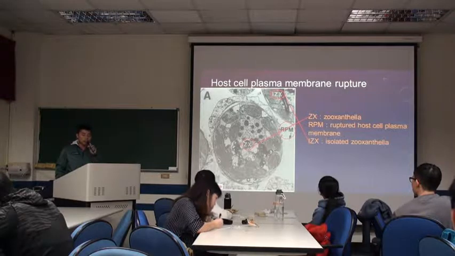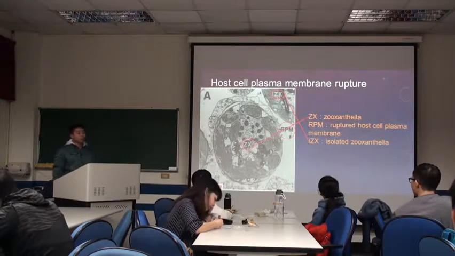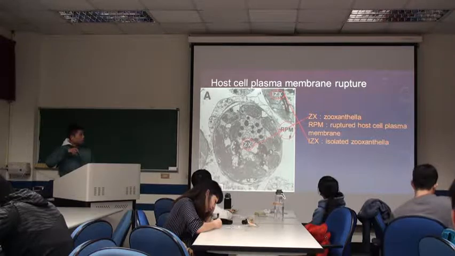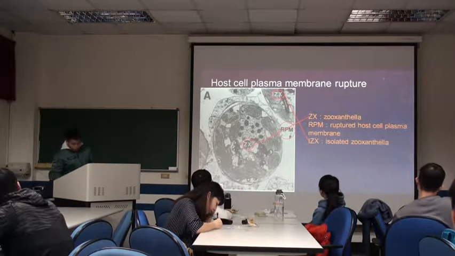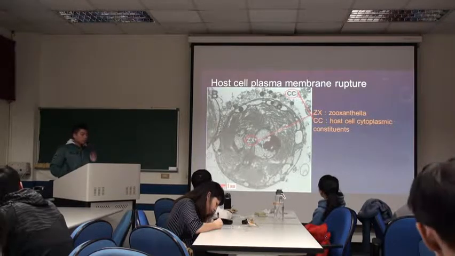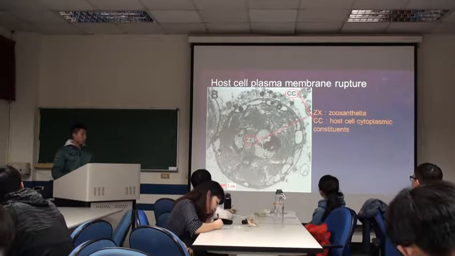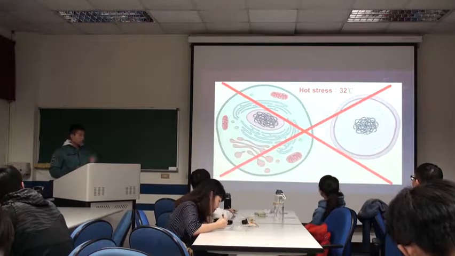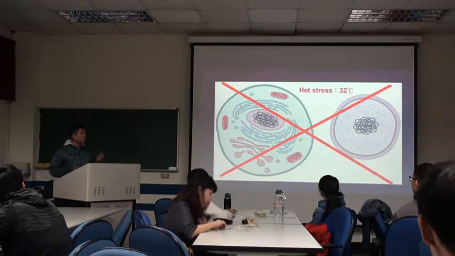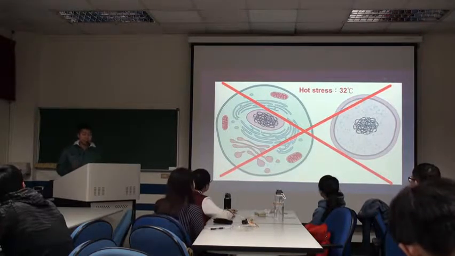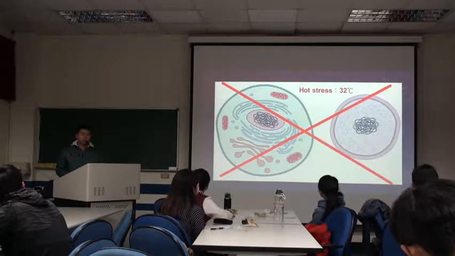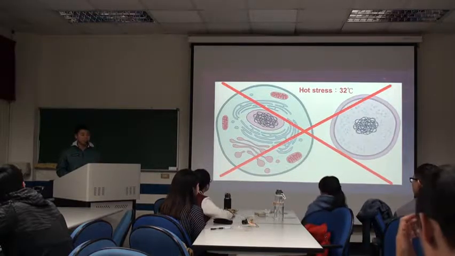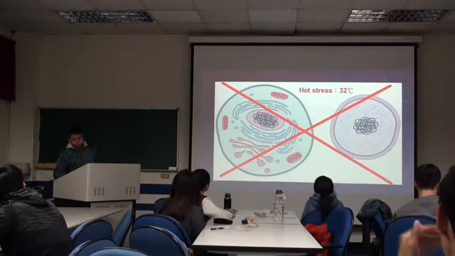This photo shows that host cell plasma membranes rupture. You can clearly see isolated zooxanthellae cells. This is the other photos. In our experiment, there are no photos showing host cells released after hot stress, because cellular entities released were too fragile to collect and handle, so there is no photo.